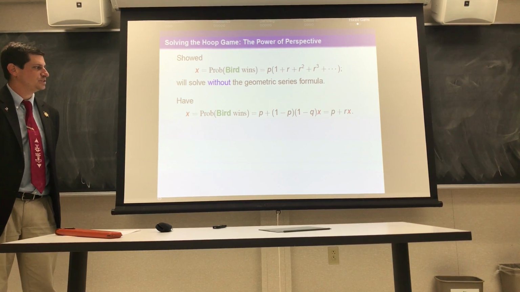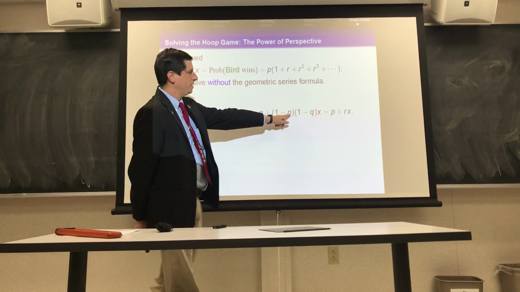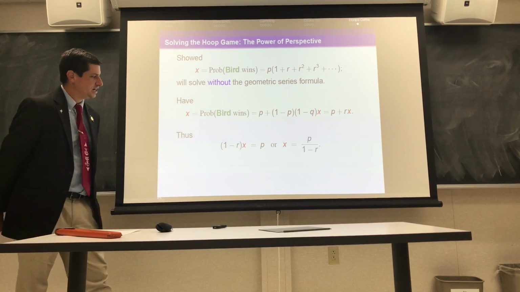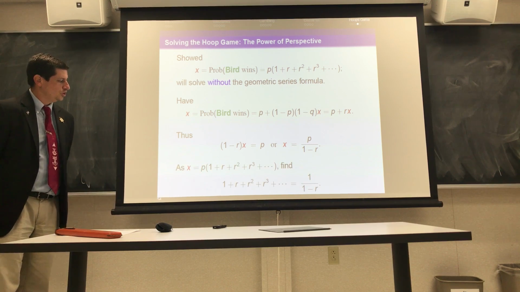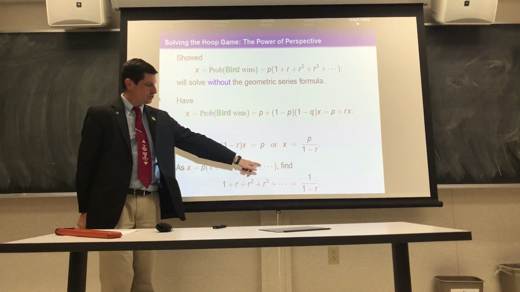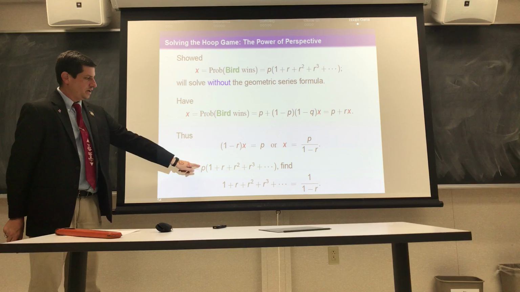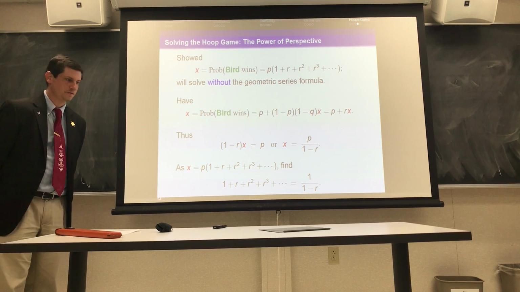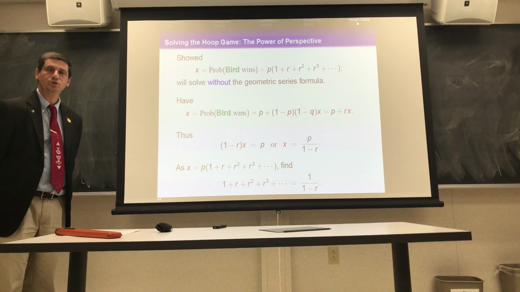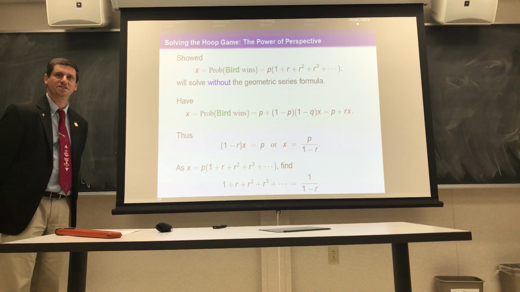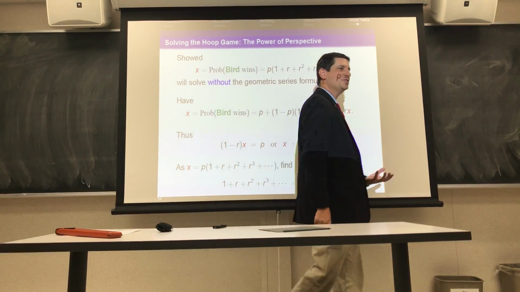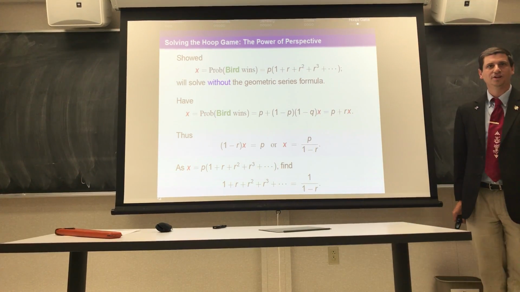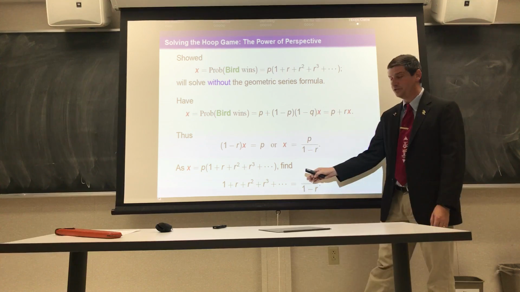Well, now we can solve for X with some algebra. We're calling 1 minus P, 1 minus Q, R. So I get 1 minus R times X is P, or X is Q over 1 minus R. But we also know that X is P times the geometric series. So now we can cancel the P's, and we're done. What do I need to assume about P to cancel? This is a math class or a stats class. It's not 0. So as long as the probability is not 0, we can cancel. All right. And then that will give us a formula for the geometric series.